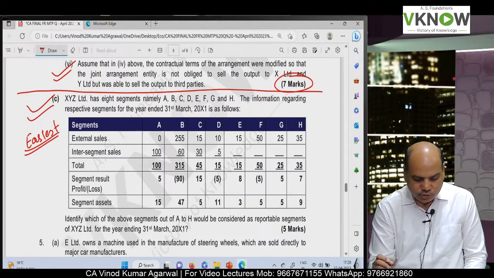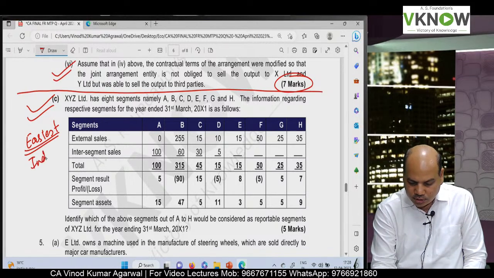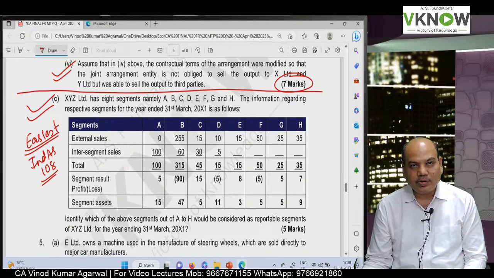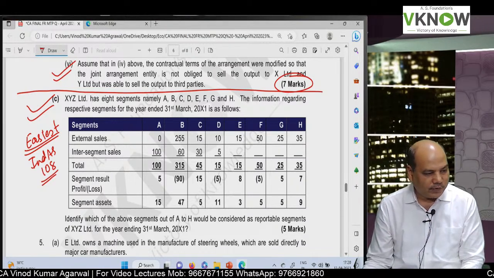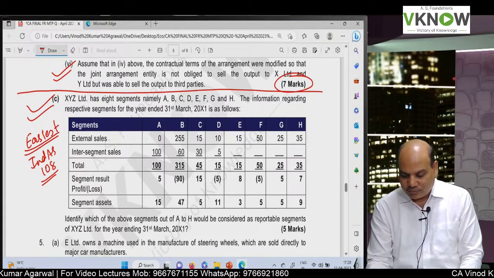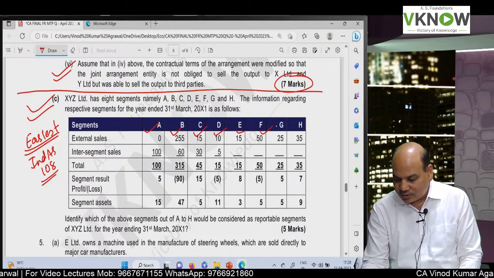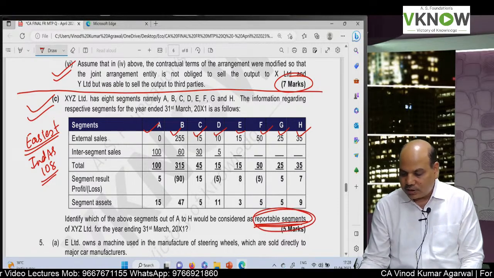Now the next question was one of the easiest questions ever asked. This question is on Ind AS 108 operating segment, and you must have done this question definitely. Even at intermediate level you must have done this question. So you have been given these 8 segments and you have to identify the reportable segments.